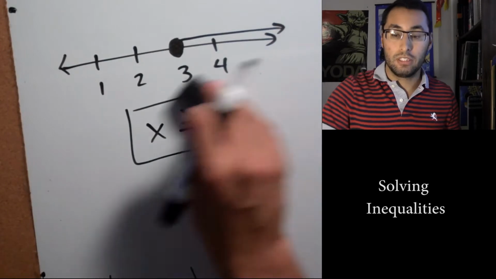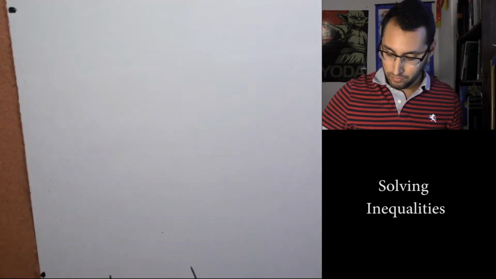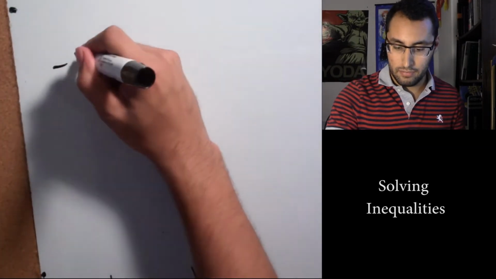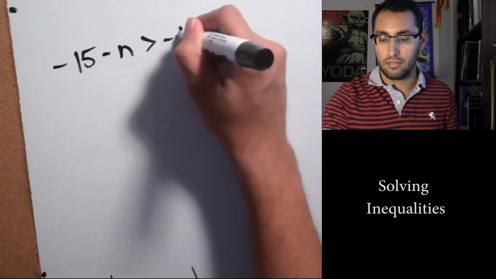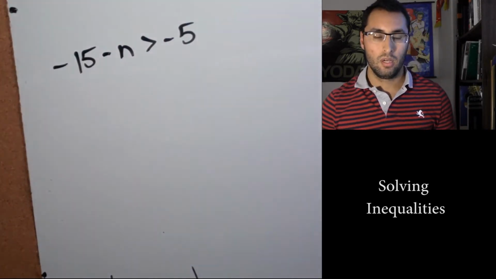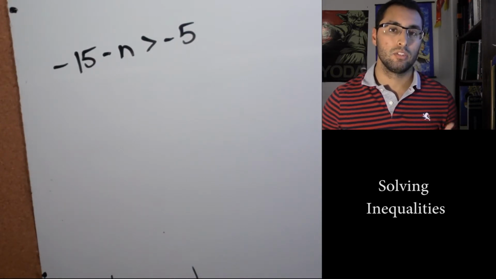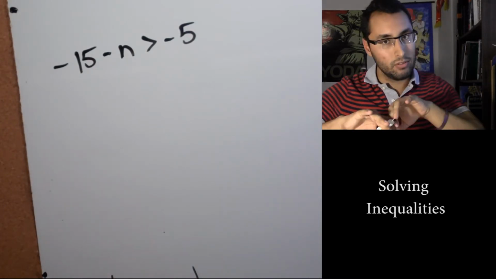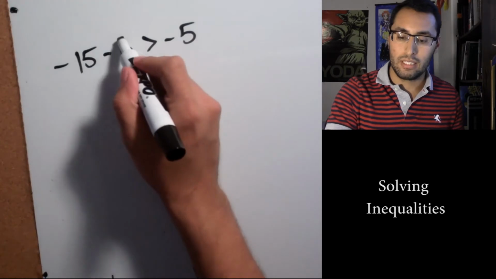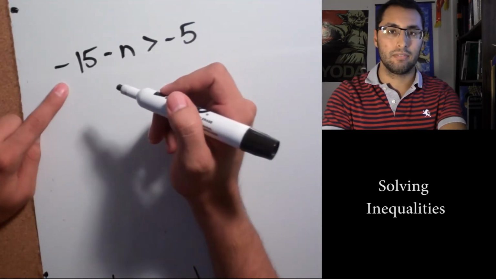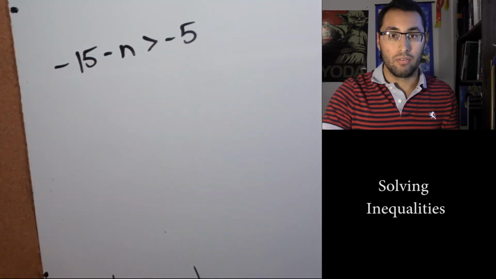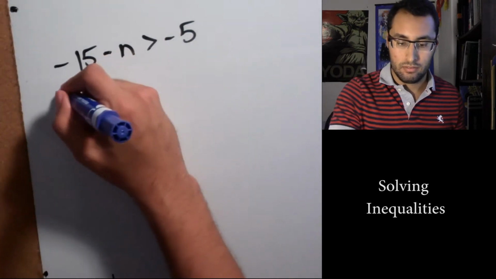Okay, and we'll finish up with one last example. I'm going to give you this. Let's have negative 15 minus n greater than negative 5. Well, you just treat it like any equation. You want to get that variable by itself, get rid of everything else. Well, we want to leave negative n by itself. So let's get rid of this negative 15. Well, how do I get rid of it? I'm going to add 15.